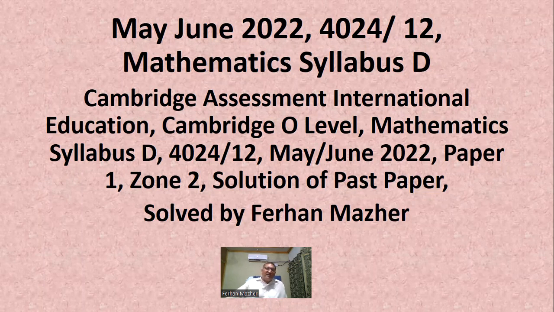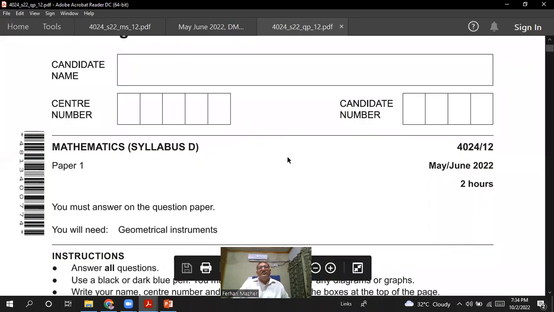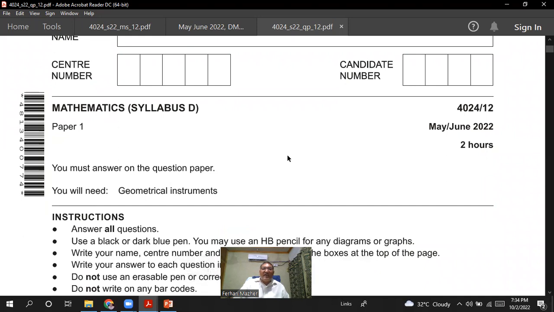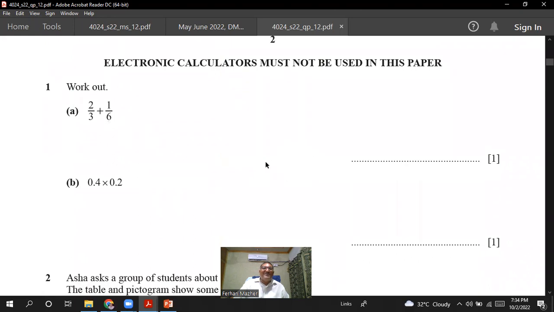Syllabus D. The subject code is 4024. Today we have set our hearts to solve a paper 1, and we have selected May June 2022 1-2 paper. This paper 1 belongs from the zone 1. So let's start today's paper, and here we go. May June 2022 1-2 paper. 2 hours allowed. The scientific calculator or any kind of calculator is banned in this paper. So here we go. The first question coming up on your screen.